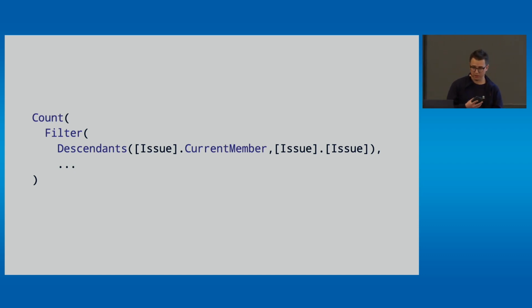So, what are they? The Descendants. Why are they so good or so bad that they deserve their own presentation? Well, usually we don't use it on its own. You see, it's actually an ensemble of nested functions, getting issue dimension issue level members, filtering them, and then counting the ones that match the conditions, or calculating a sum or averages.